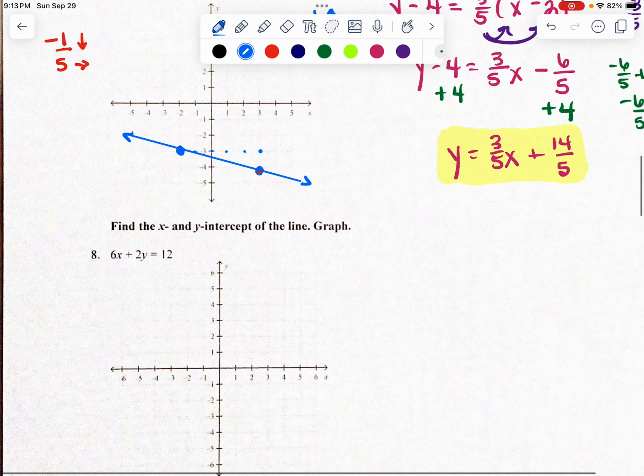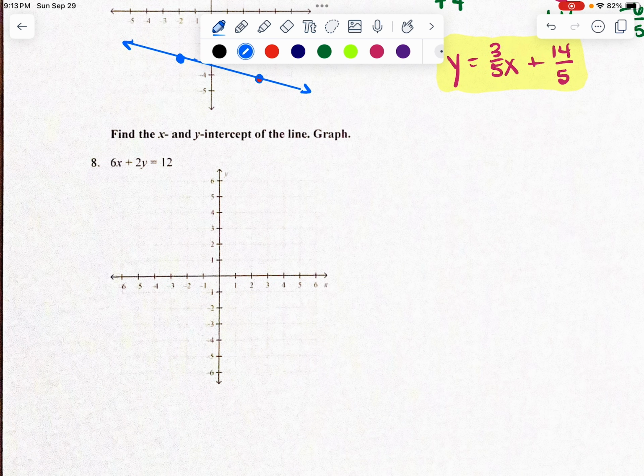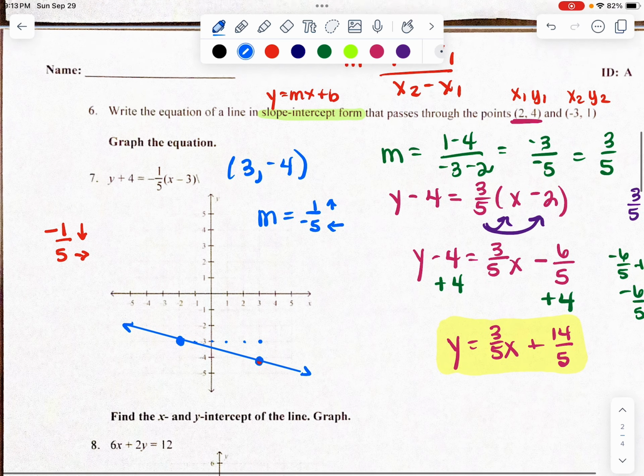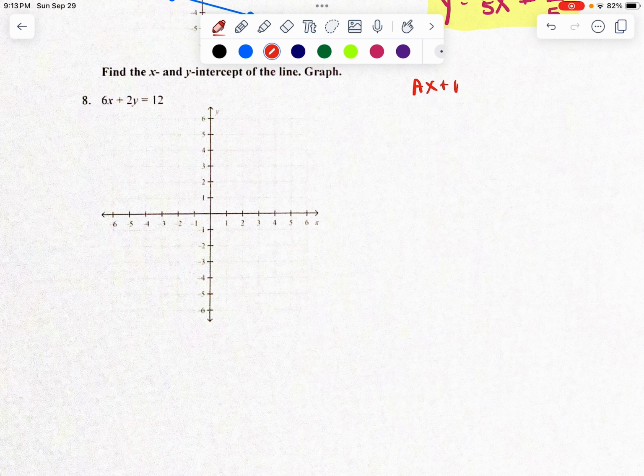Number 8, we're asked to find the x and y intercept of the line and graph. Again, we practiced this. This is standard form. So now we did point slope form. Now we're on number 8, and we're going to talk about standard form. Standard form, of course, is ax plus by equals c.